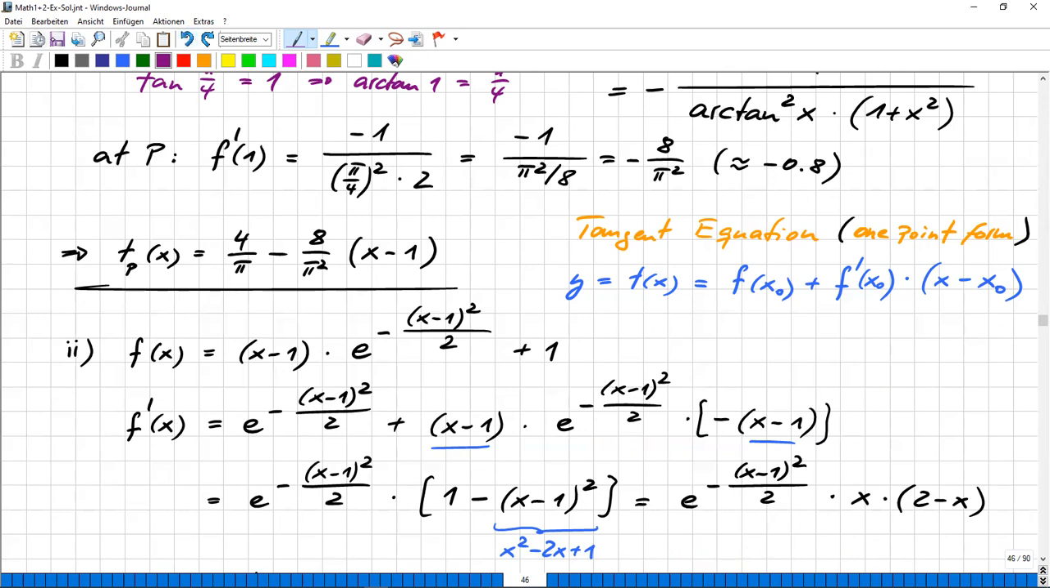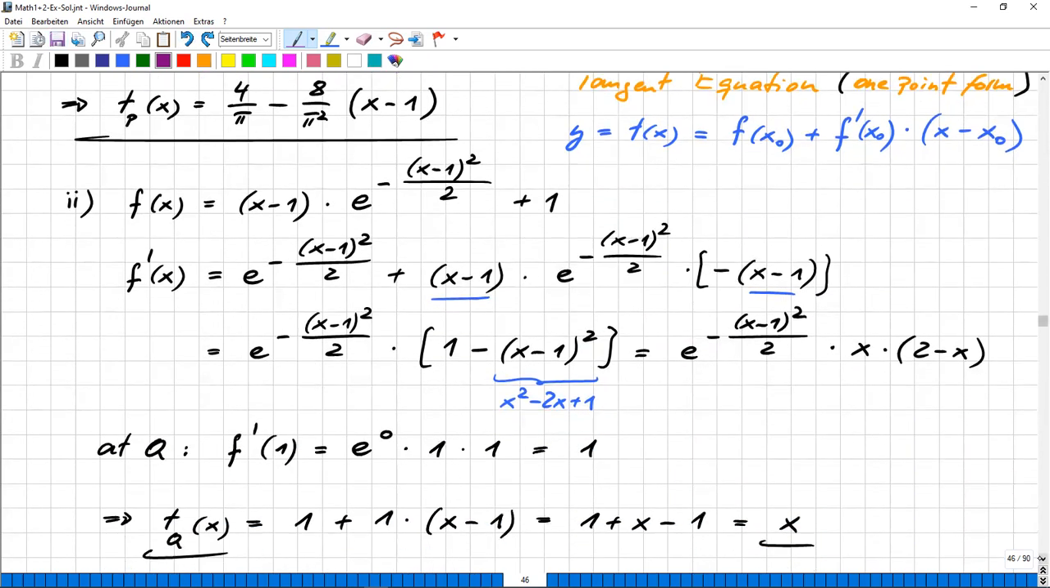And now finally, we may just insert our point Q into the first derivative, where f prime of 1 then equals, look here, this expression, inserting x equals 1 here, we get e to the power negative 0 squared over 2, so that's exponent 0. We get e to the power 0, and then times x equals 1 times 1 times 2 minus 1, so 1 times 1 actually, and 1 times 1 times 1 is 1.